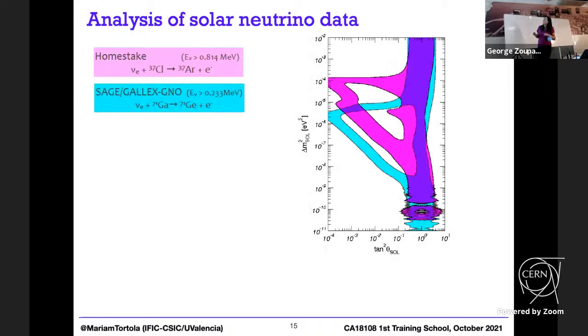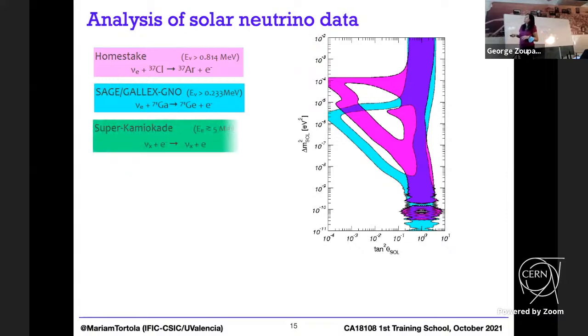Okay. Then with GALLEX it was also radiochemical. So again, we can only constrain the probability, but the difference is that the energy range of sensitivity was different. GALLEX was sensitive to energies above 0.2 megaelectron volts, while Homestake was sensitive to energies above 0.8 megaelectron volts. So this difference of energy makes this shift between the region allowed from Homestake and the region allowed from GALLEX. And then at the end, the solution is going to appear from the overlap of all the regions.